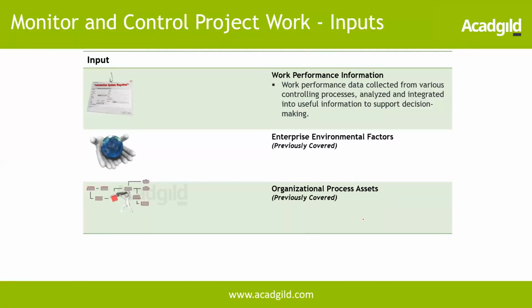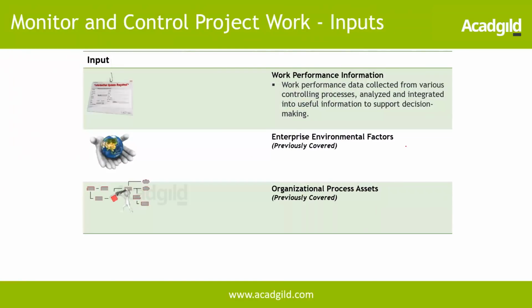The other input is the work performance information. We saw the work performance data, which is the raw data. When it is processed, it becomes information, and that becomes an input here. It talks about whether there are any variations, deviations, or variances, based on which the project manager and the stakeholders collectively see whether a preventive or corrective action has to be taken. And the other two inputs are enterprise environmental factors, EEF, and OPA.